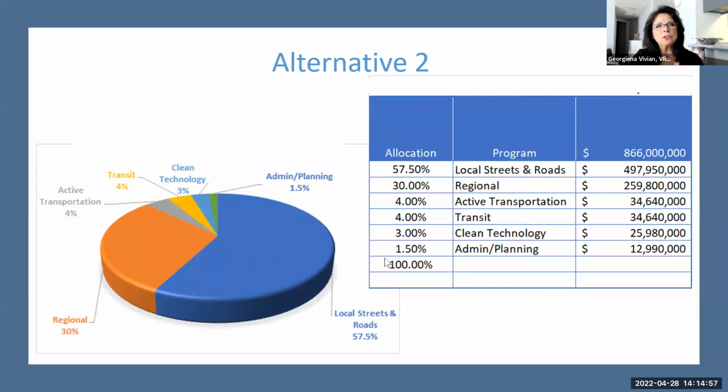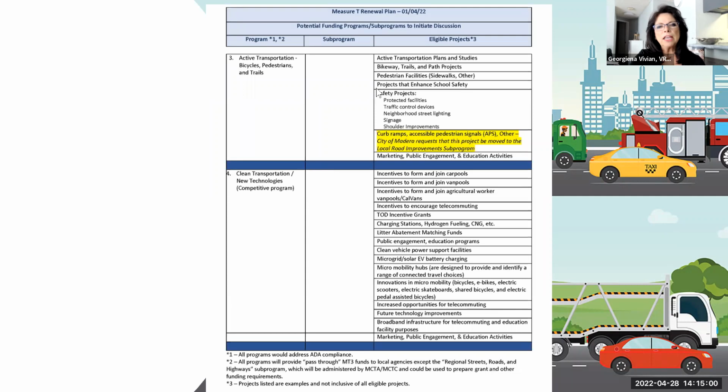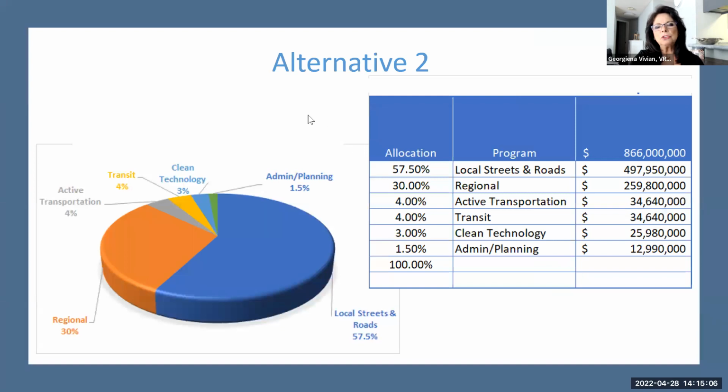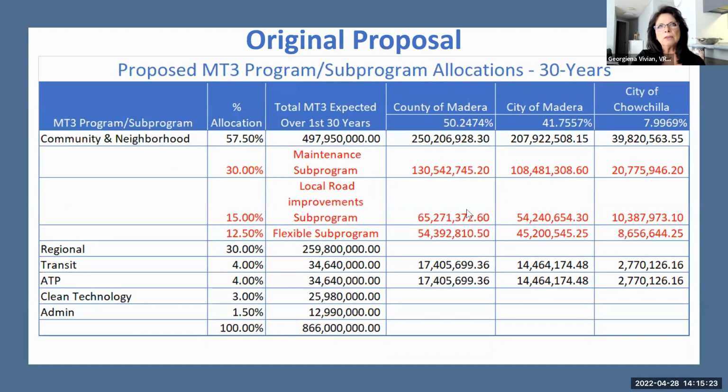Two meetings ago, you had actually approved an allocation to all of these different programs, these 4 different programs. This was what was approved originally. We had 57.5 to the local streets and roads program, 30 to regional, 4 to active, 4 to transit, 3 to clean technology, and 1.5% to administration and planning. We came back to you two weeks ago and asked you to break down that 57.5% into what should actually go to maintenance, what should go to local, and what should go to the flexible. We had already provided for an allocation to regional.